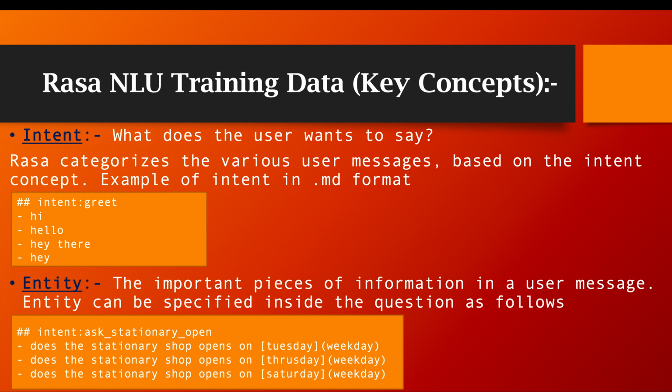So it's very simple. First, you have to give the name of the intent, and then you have to specify the various examples of sentences the user can give, and that can be categorized under the particular intent. And if you want to specify an entity, then you can specify it in the particular sentence also, in a similar manner to what I have told.